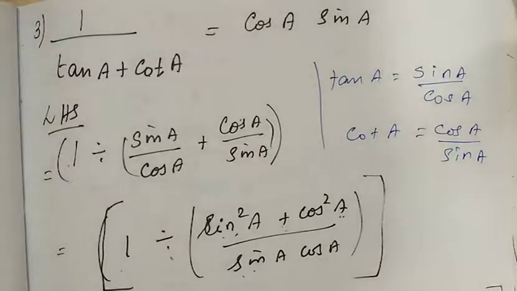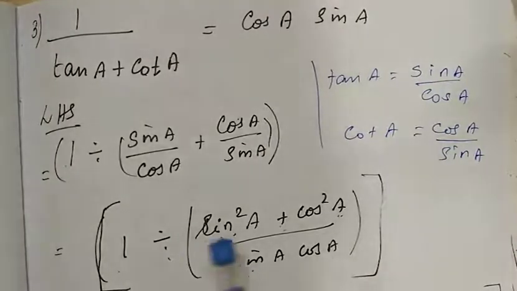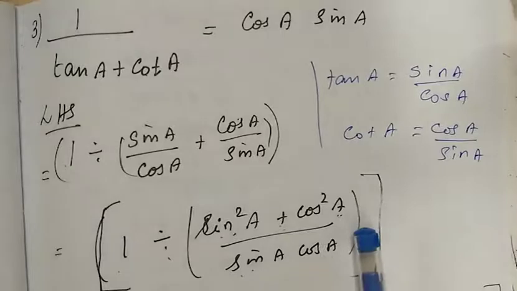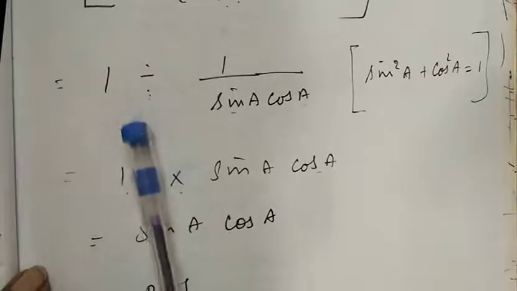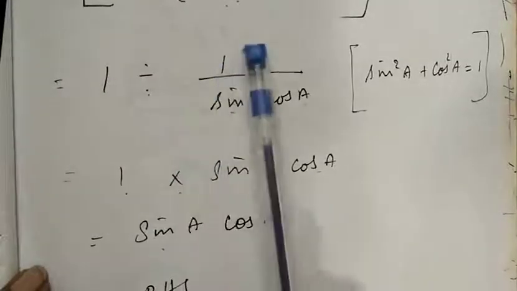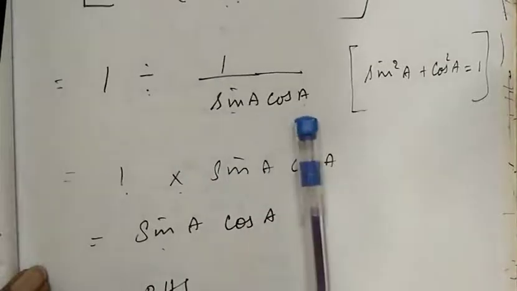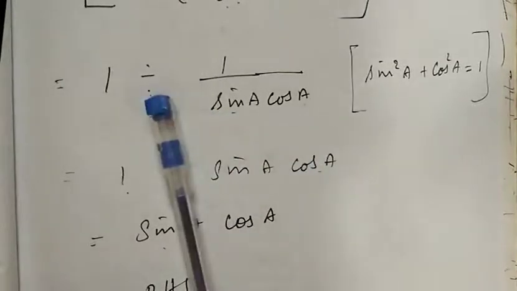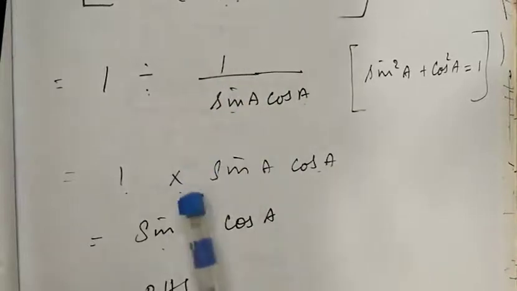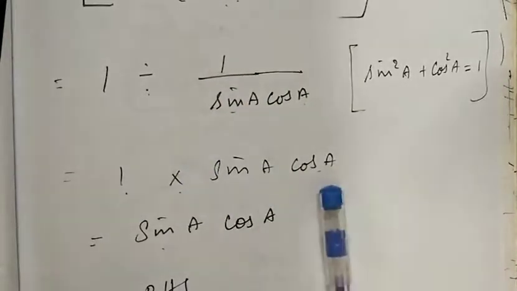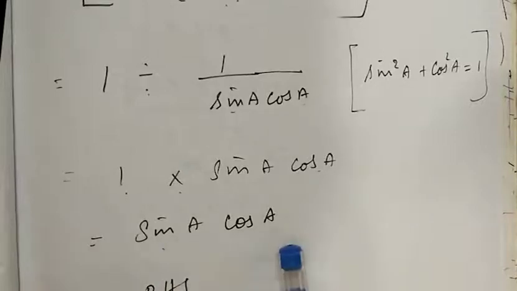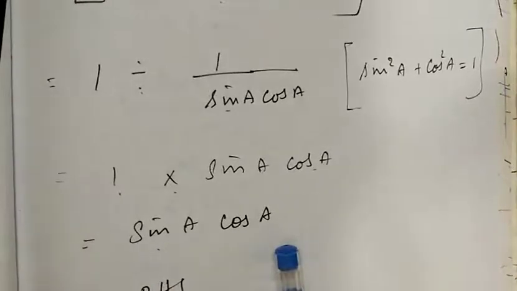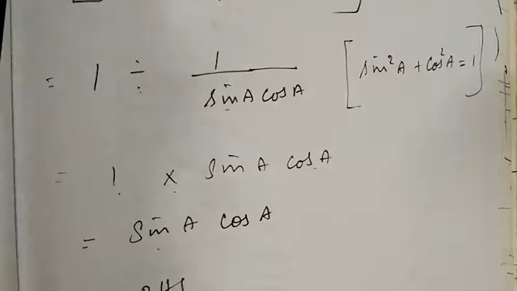And you know sin squared A plus cos squared A is equal to 1. So 1 divided by 1 upon sin A cos A. Now divide sign changes into multiply. Write the reciprocal. 1 into sin A cos A. That is sin A cos A. That is equal to RHS. Hence proved.